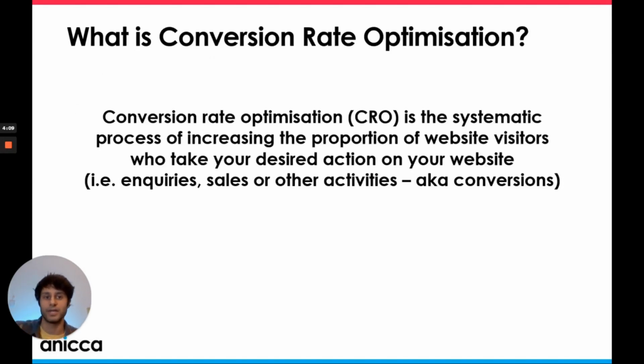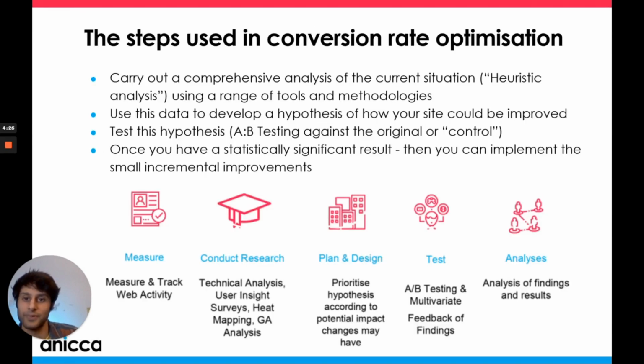What is conversion rate optimization? Well, conversion rate optimization is the systematic process of increasing the proportion of website visitors who take your desired action on your website. For example, they can be inquiries, sales, or other activities.